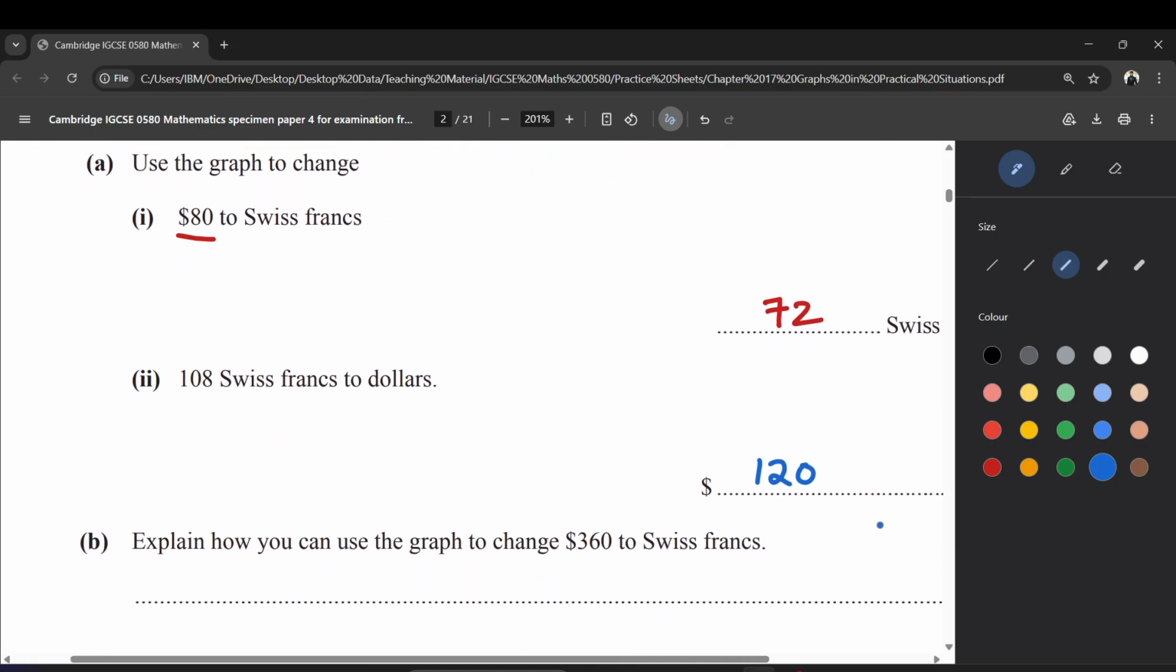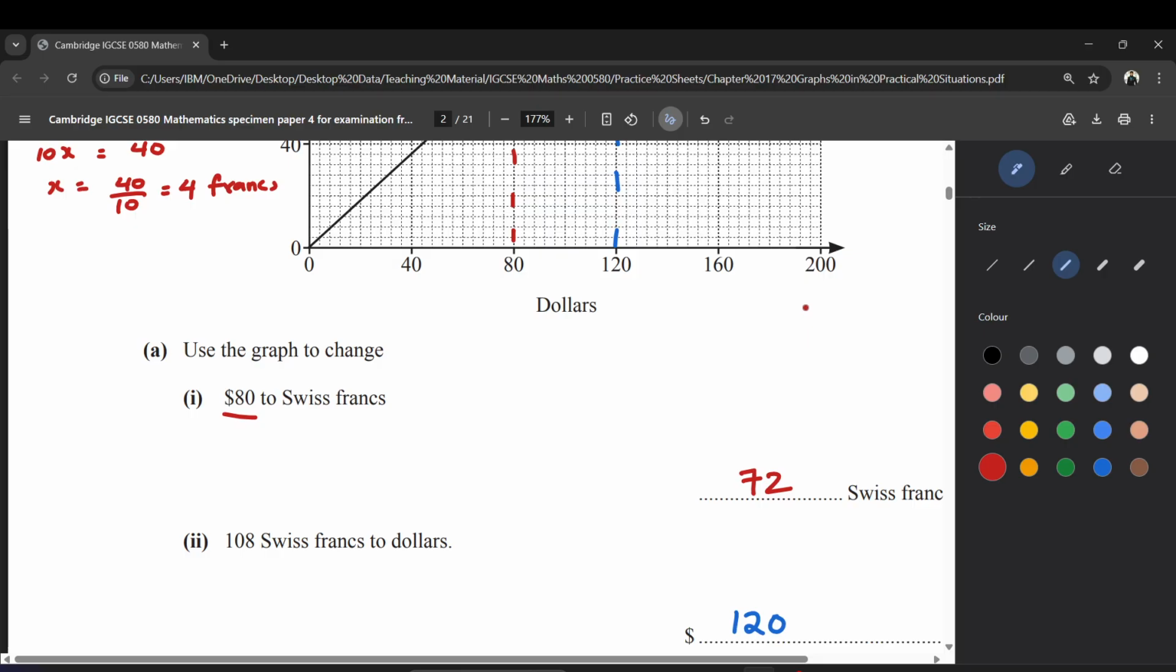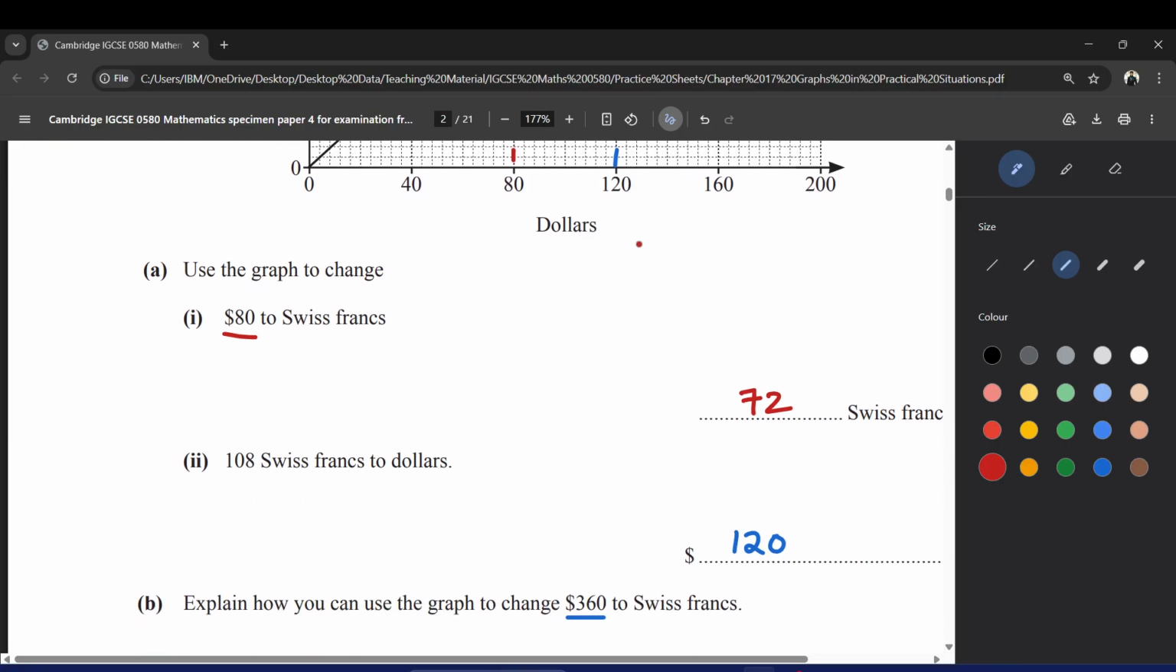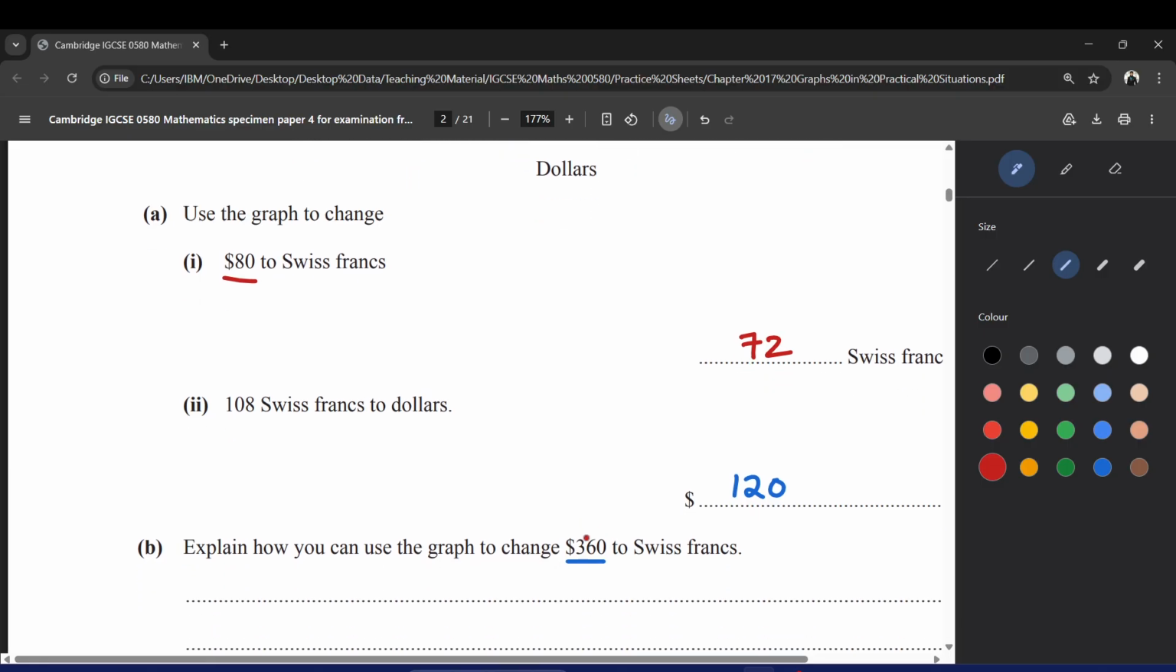Now it says explain how you can use the graph to change $360 to Swiss francs. If you look at the graph, the maximum value that you have available is $200. So you don't have $360 on the x-axis. How can you still use this graph to work out the equivalent Swiss francs for $360? There are two ways to answer this question.